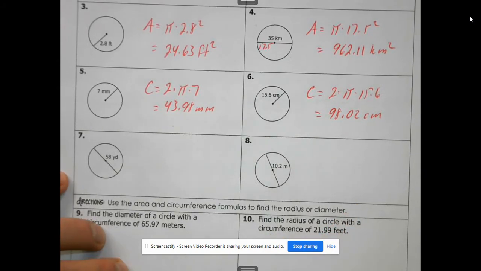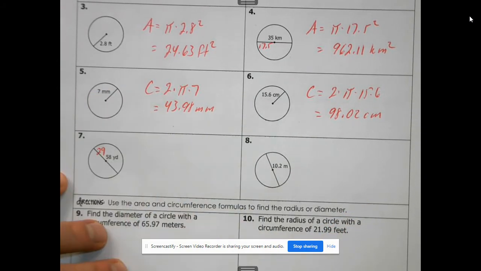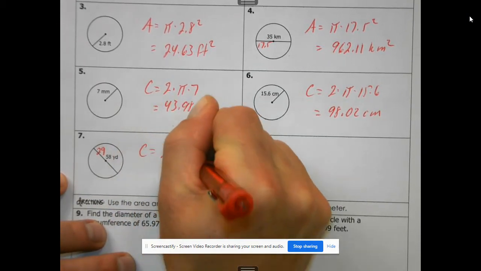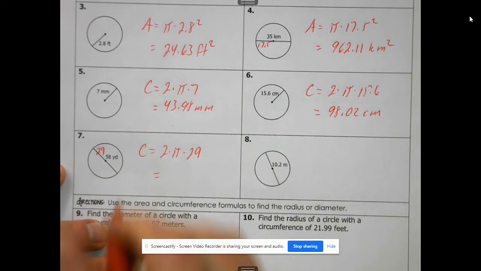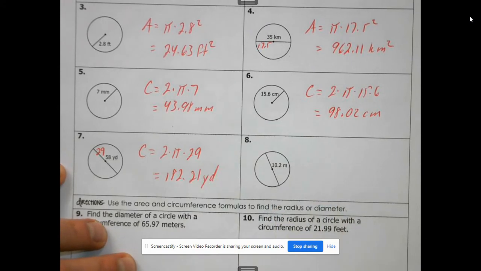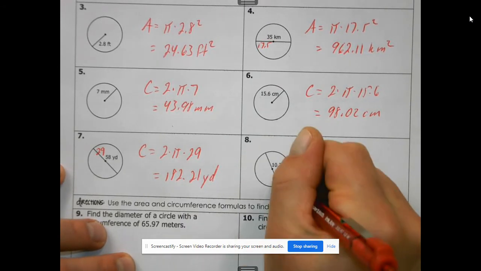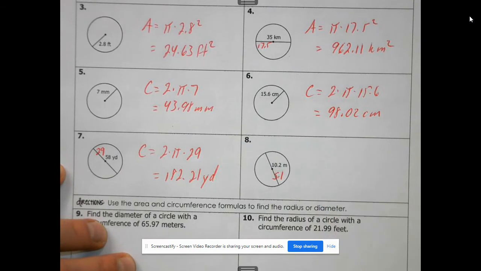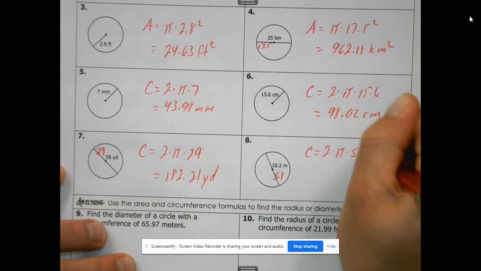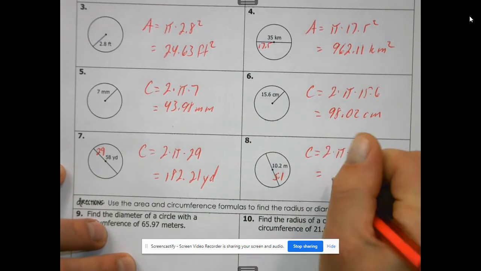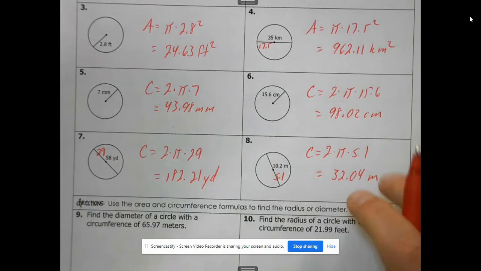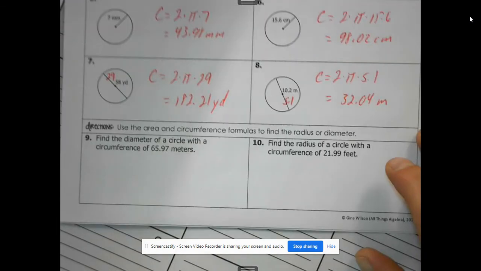Diameter is 58, which means half of that, radius, 29. So circumference is 2 times pi times 29, 182.21 yards. Diameter is 10.2, half of that, 5.1 for the radius. Circumference, 2 times pi times 5.1 comes out to be 32.04 meters. All right, so that's a quick area and circumference review. Into some new stuff now.